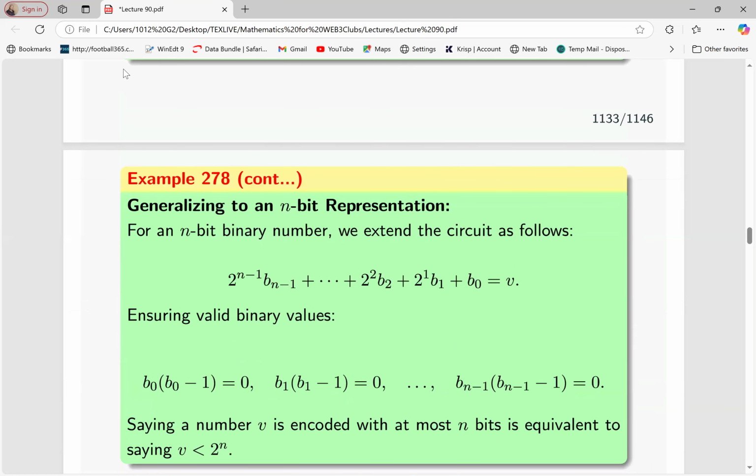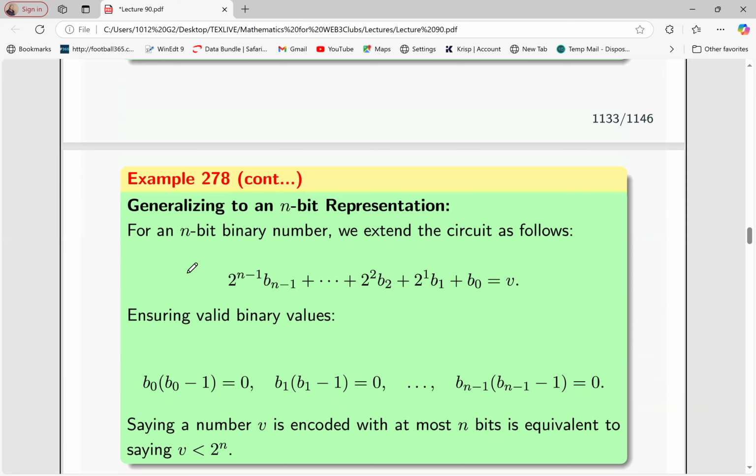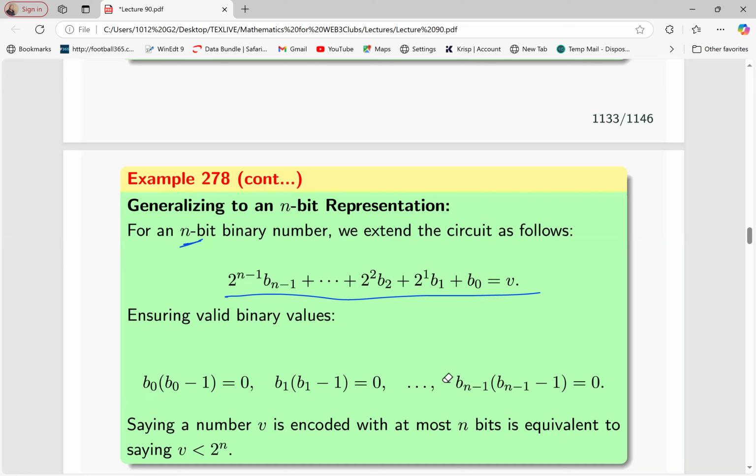Now, I've just looked at an example of 4 bits, but it doesn't mean that every time it must be 4 bits. It can be 5 bits, it can be 7 bits, it can be n bits. So what about if it's n bits? The formula is the same thing: 2^(n-1) times b_(n-1), just the same formula as the one we used above, and then plus these other constraints. So those are the arithmetic circuit for encoding the binary circuit.